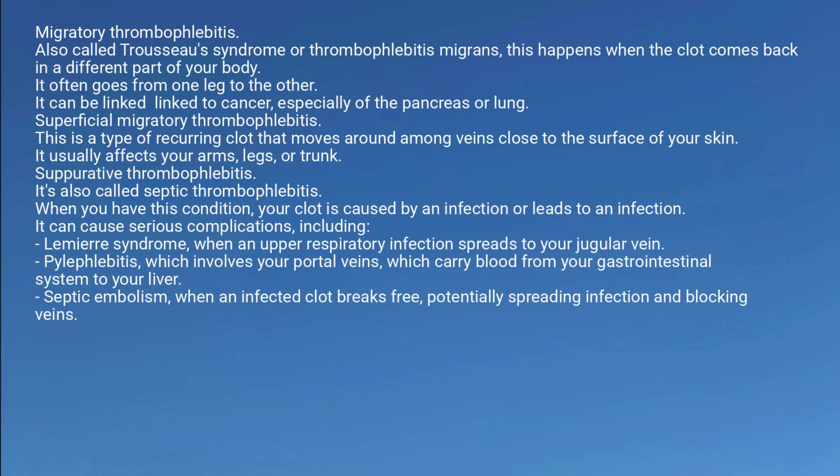Suppurative thrombophlebitis. It's also called septic thrombophlebitis. When you have this condition, your clot is caused by an infection or leads to an infection. It can cause serious complications, including Lemierre syndrome, when an upper respiratory infection spreads to your jugular vein. Pylephlebitis, which involves your portal veins, which carry blood from your gastrointestinal system to your liver. Septic embolism, when an infected clot breaks free, potentially spreading infection and blocking veins.